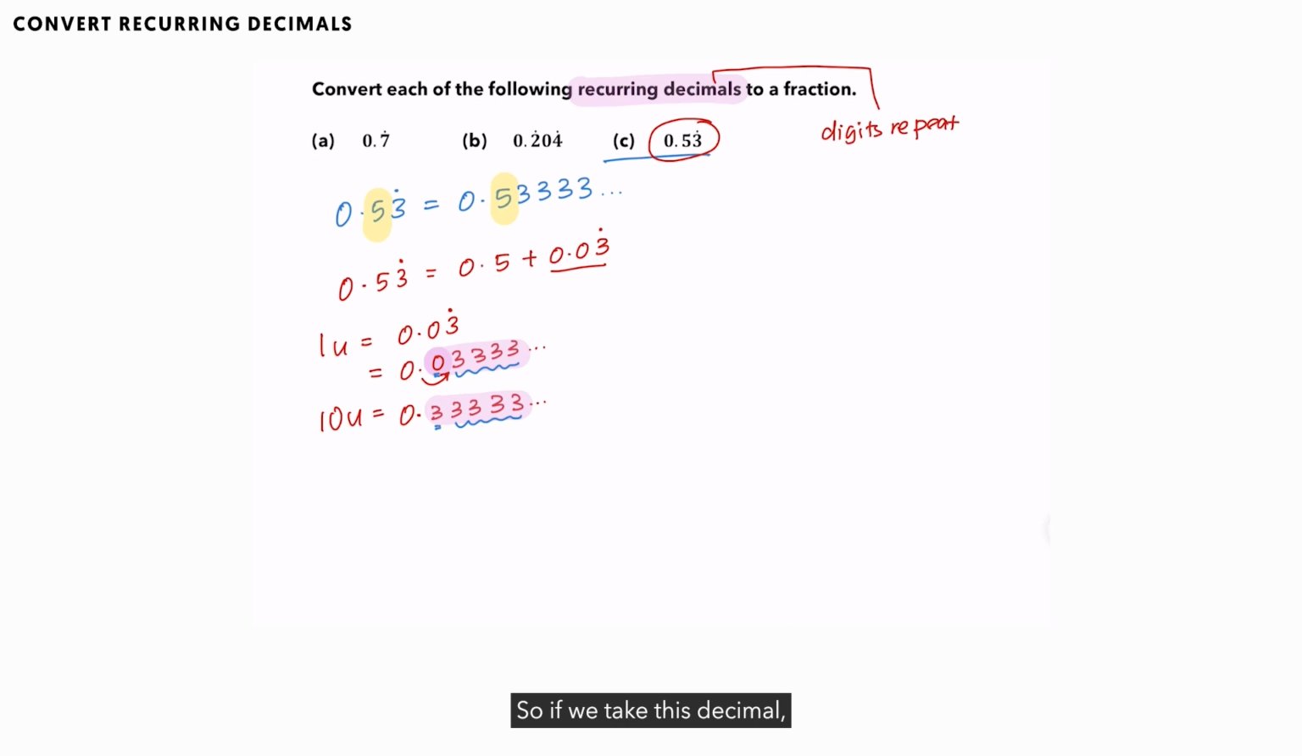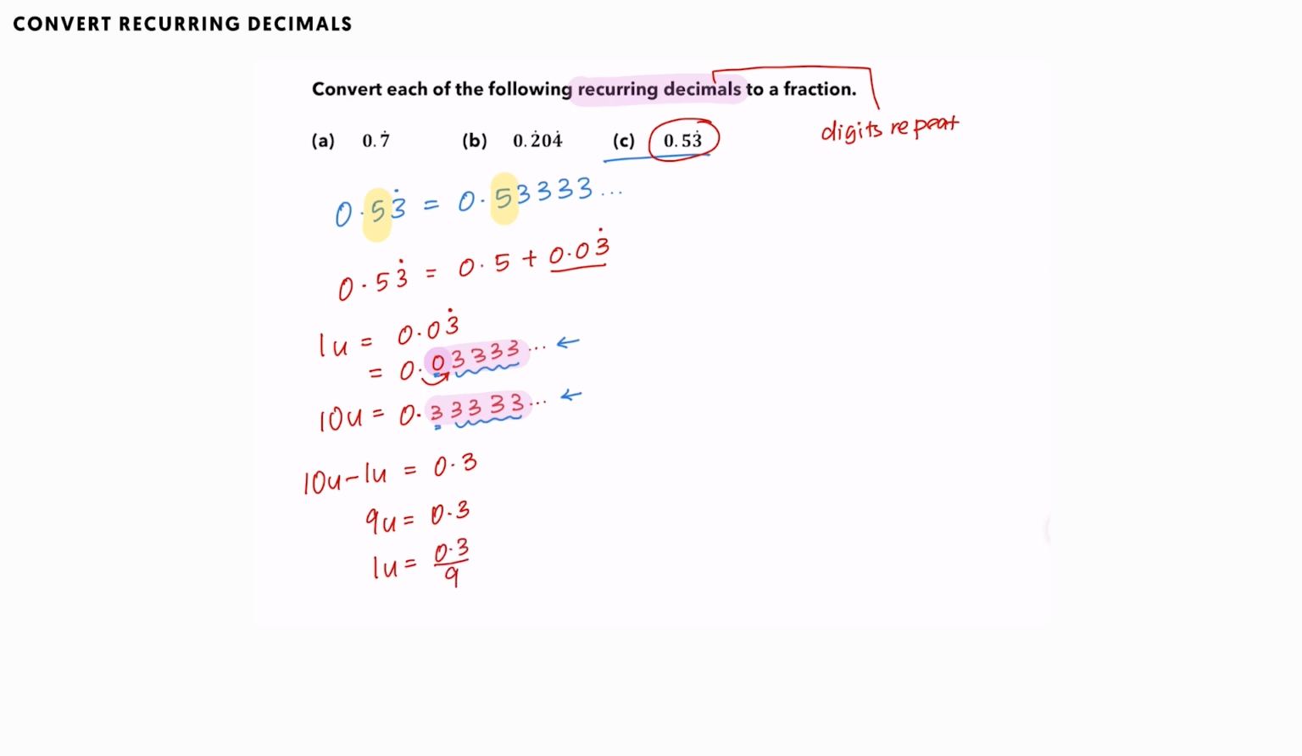So if we take this decimal, subtract this first decimal over here, we're going to end up with just a 0.3. No more repeating decimals. Great. So now let's do that. 10 units minus 1 unit will give me 0.3. Which basically means that 9 units is 0.3. Or in other words, if you try to find 1 unit, you will get 0.3 over 9. My goodness, this is really not useful.